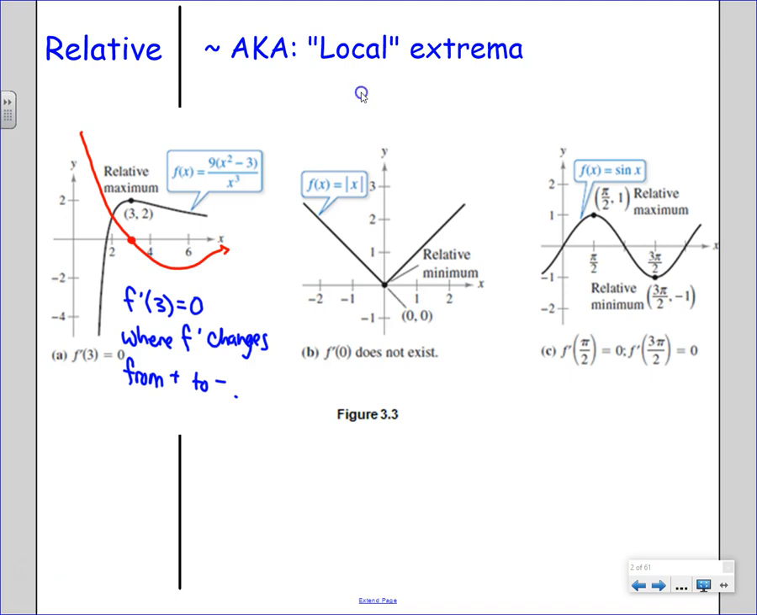f prime equals 0 and is the point at which f prime changes from positive to negative. That sounds better. I should have just started making the entire statement and I didn't. I was trying to shortcut it and then it sounded awkward.